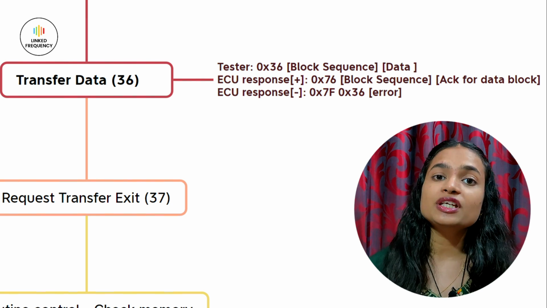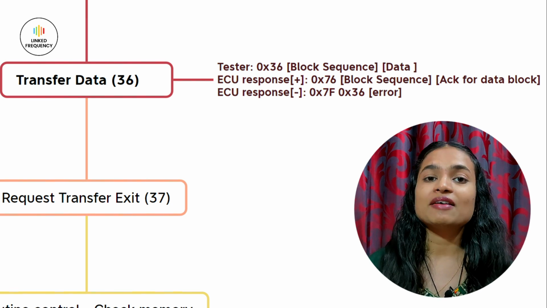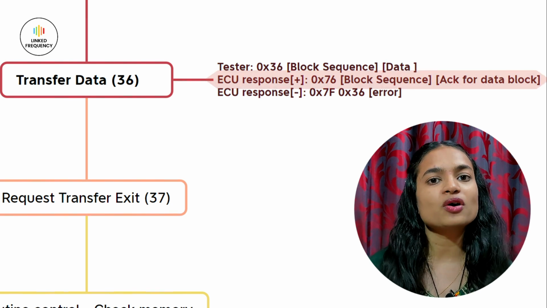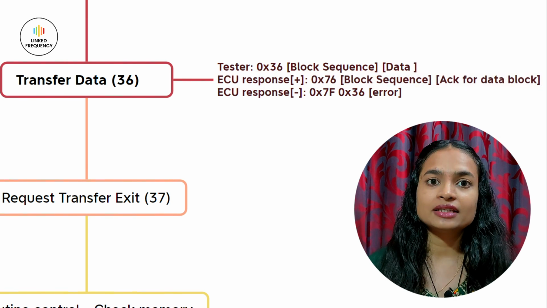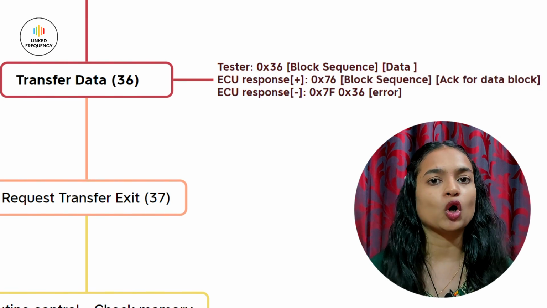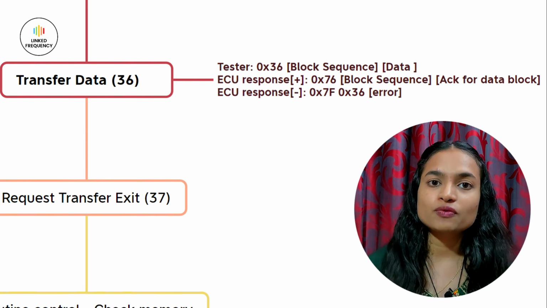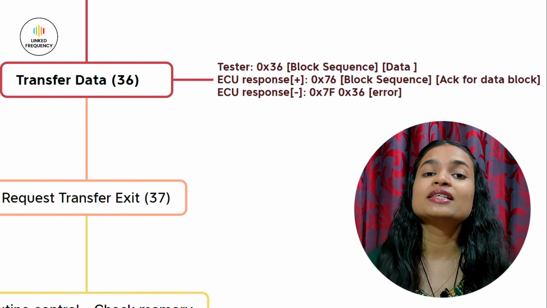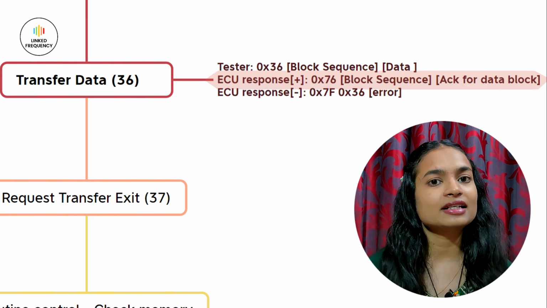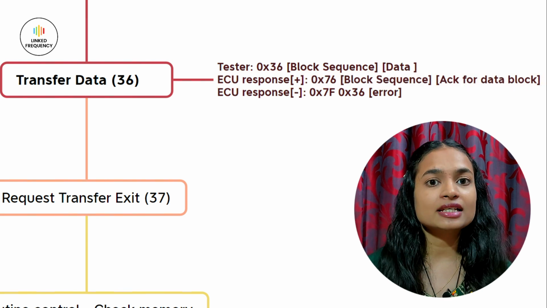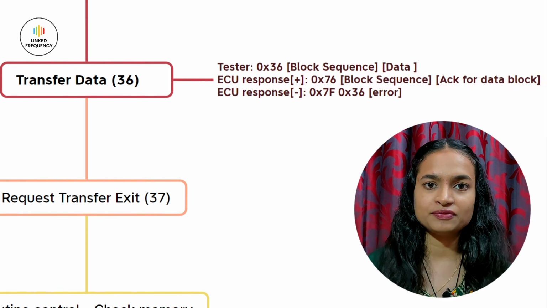The response from the ECU for this request includes 76, then followed by the block sequence counter. Here in our case, it is nothing but 01, indicating that it has successfully received the block. The positive response from the ECU for this request includes 76 and then followed by the block sequence counter. Here in our case, it is nothing but 01. This indicates that the block is successfully received.